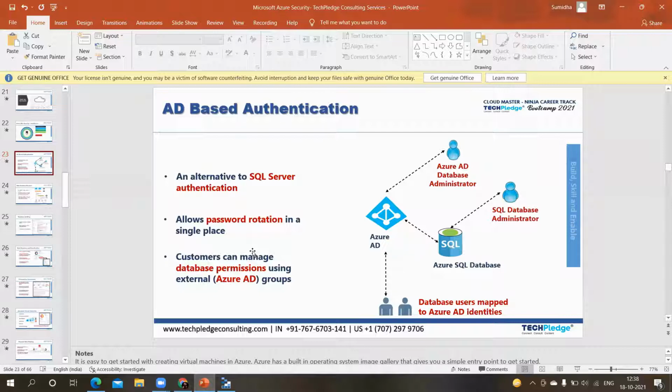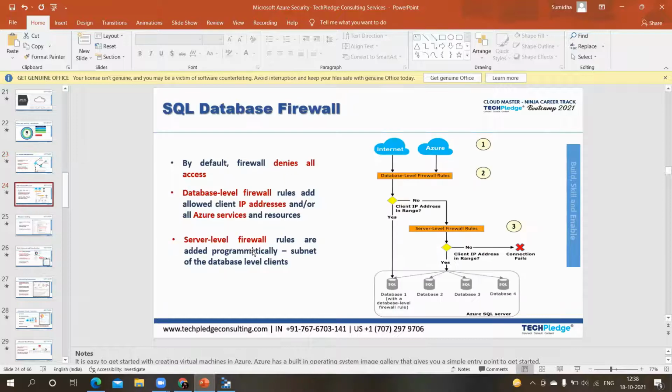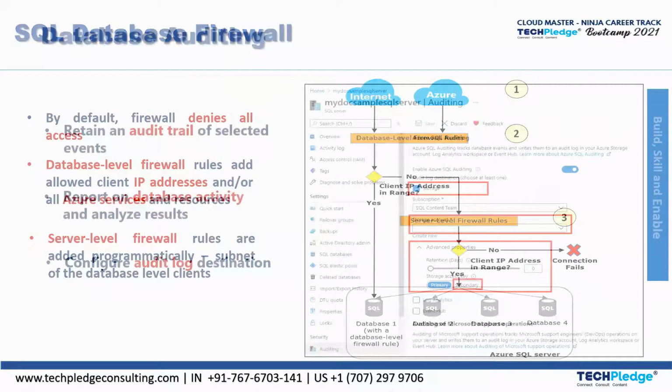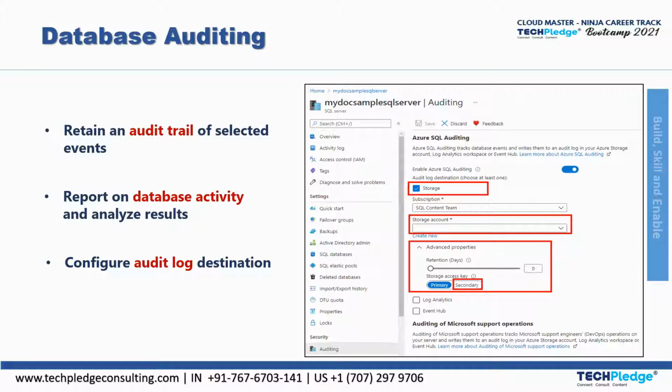So let's go back and see. So we just saw Active Directory, where you can set your own admin. Any user you can set as an admin. And then you have another option, that is SQL Database Firewall. Over here you have SQL Database Firewall, where we just saw that you can put a range to the IP address, like only those selected subnets can be accessed. A subnet that comes under that range can access.